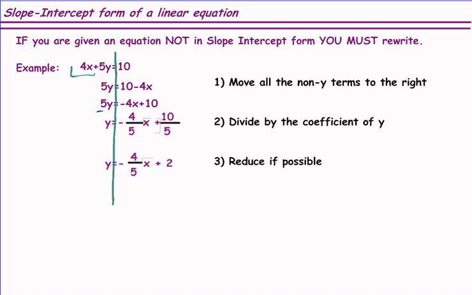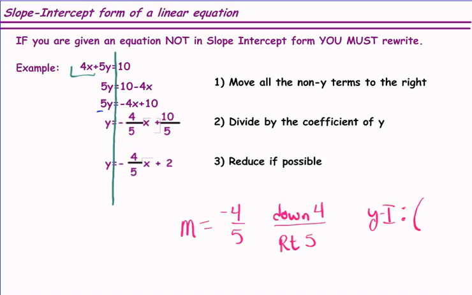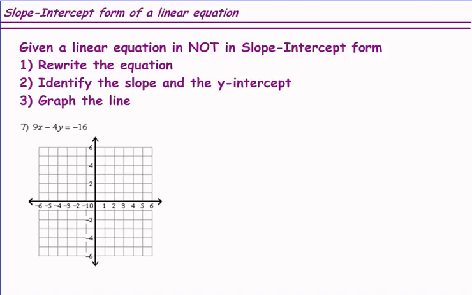So now I know that my slope is -4 over 5, or down 4, right 5, and my y-intercept is the ordered pair (0, 2). That means that I can take a line that is written in a non-slope intercept form, called standard form, and I can then graph it.